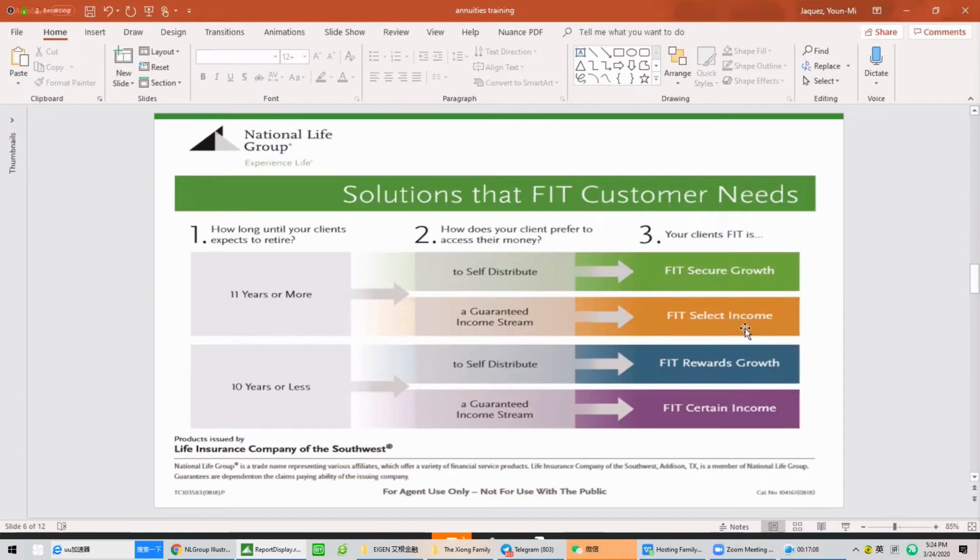Whereas the product which ends in income, FIT Select Income, FIT Certain Income, those are going to have focus on income, which means it will have the Guaranteed Lifetime Income Rider added on. And that means it will have a fee, it will have a charge of 0.9% every single year. So the difference between the LIBR, the Lifetime Income Benefit Rider with IULs, is that you do not get charged the fee until you turn it on.